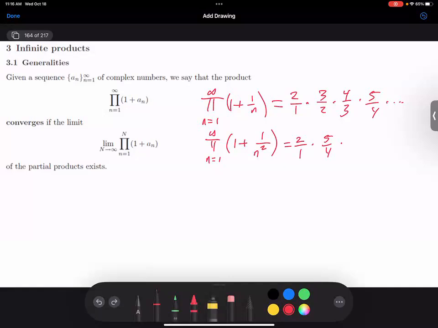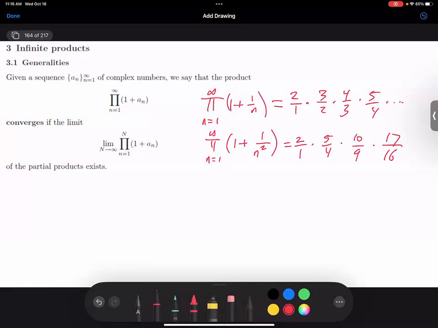9/8. What was that? I'm sorry, 10. Right? And the next term? Well, the denominator is clearly going to be 16. What's the numerator going to be? Right. So when you look at this, can you tell me what's going to happen to this product?